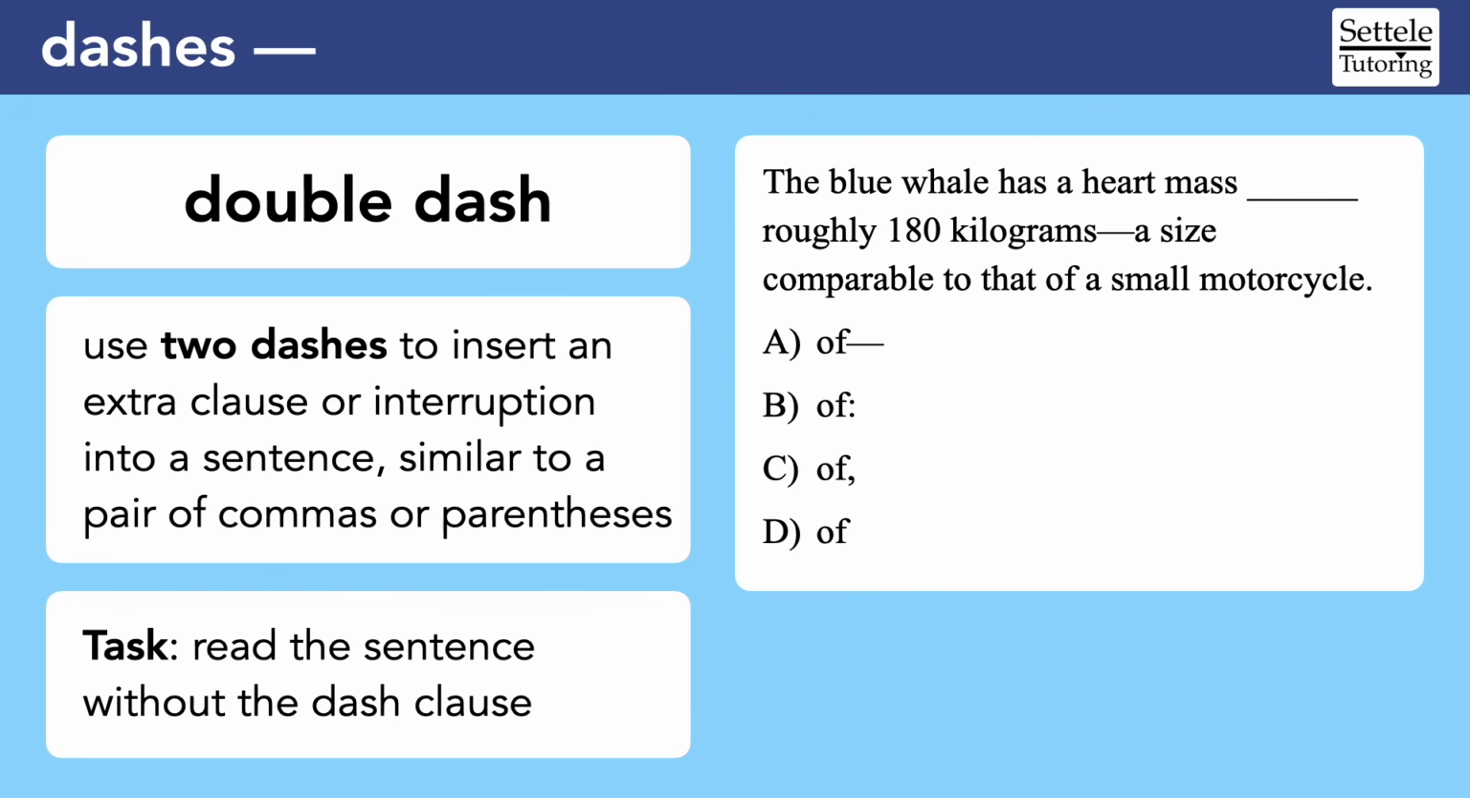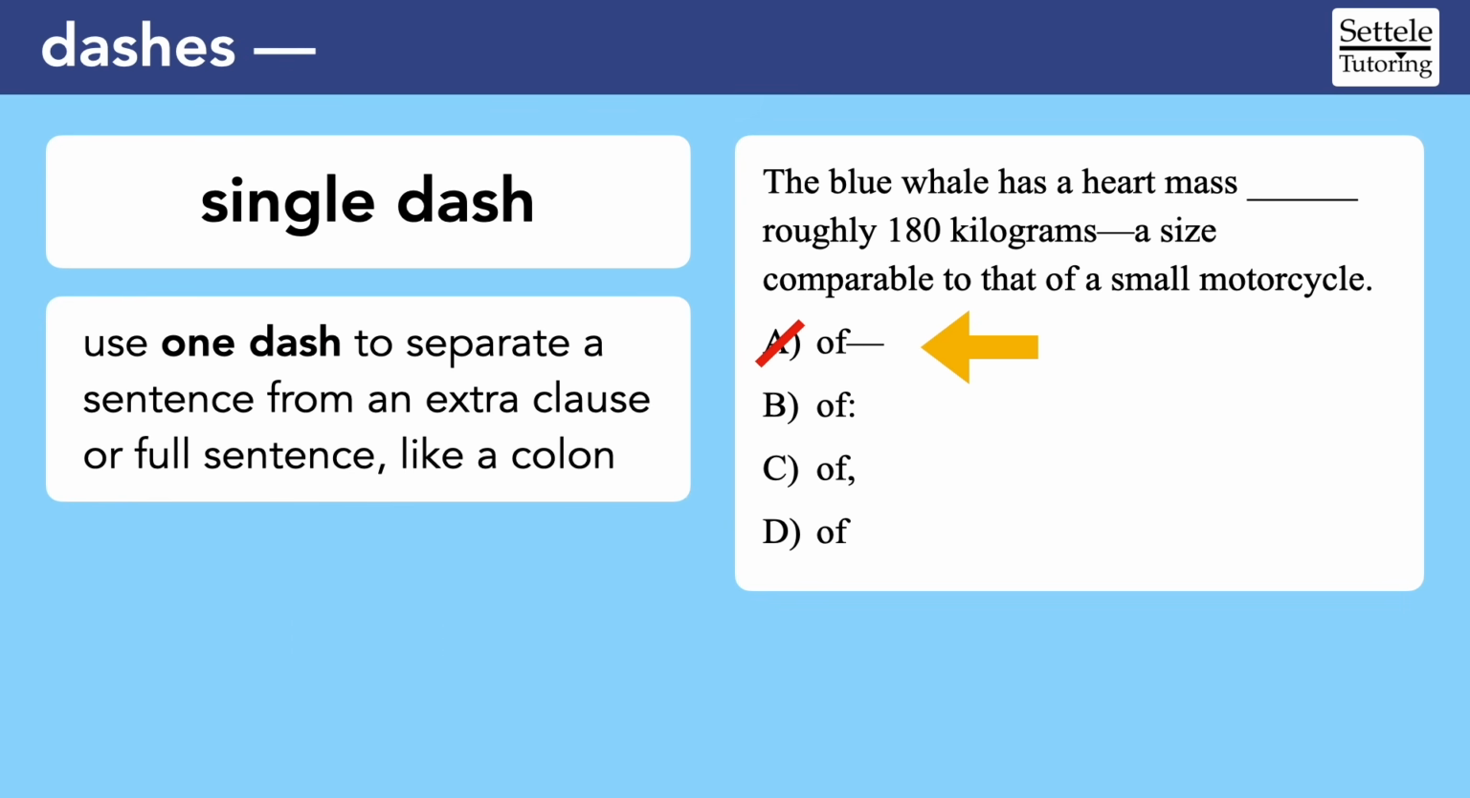Let's try another example. In this case, we might start with choice A again, since we already see another dash in the sentence and want to know if a double dash would work. Once again, read everything but the words that would be between the 2 dashes. The blue whale has a heart mass of a size comparable to that of a small motorcycle. That sentence sounds very strange. We might say the blue whale has a heart mass comparable to that of a small motorcycle, but the "of a size" part doesn't make sense here. This is a clue that we're forcing the double dash. A single dash makes much more sense here.